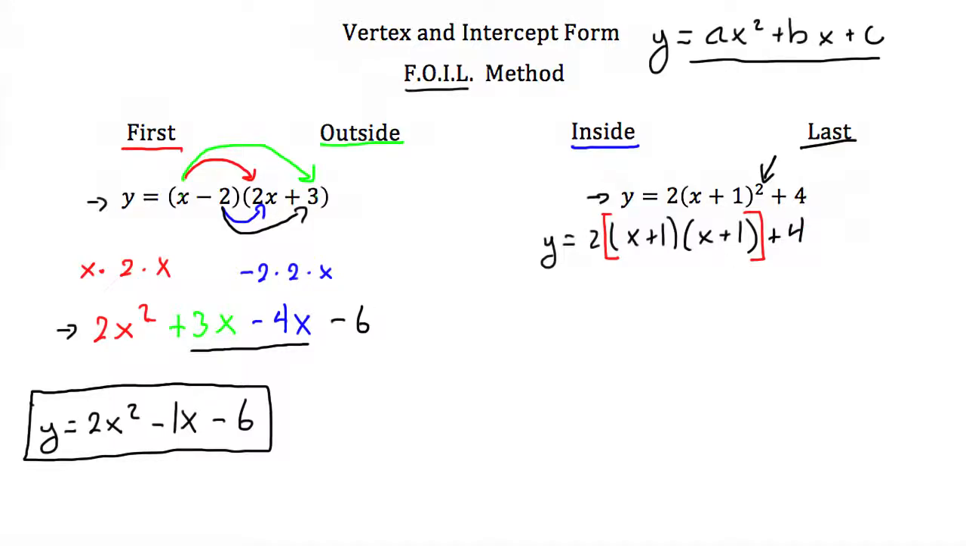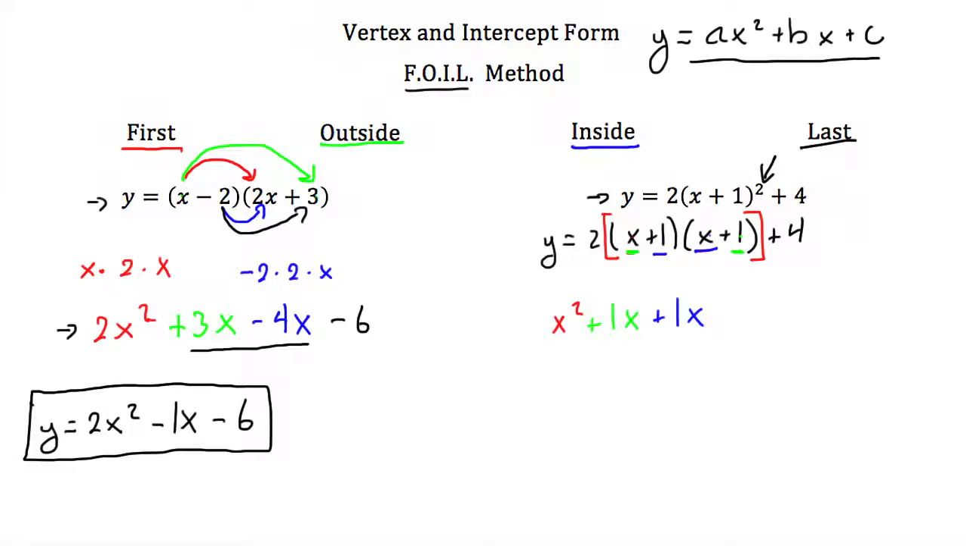And if we do that, we do our first terms. Our first terms are x and x. Well, x times x is just x squared. Next we do our outside terms. Our outside terms are x and a positive 1. Positive 1 times x is just plus 1x. Next we do our inside terms. Our inside terms are a positive 1 and an x. 1 times x is again just 1x.